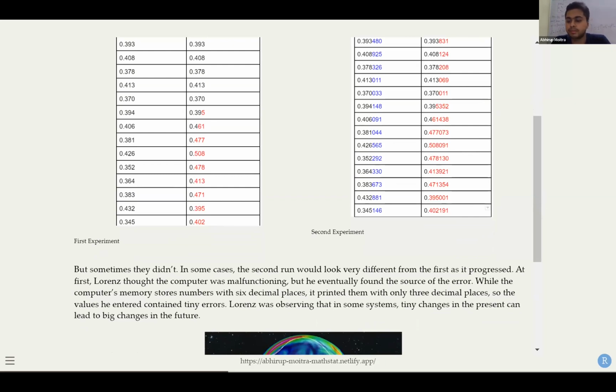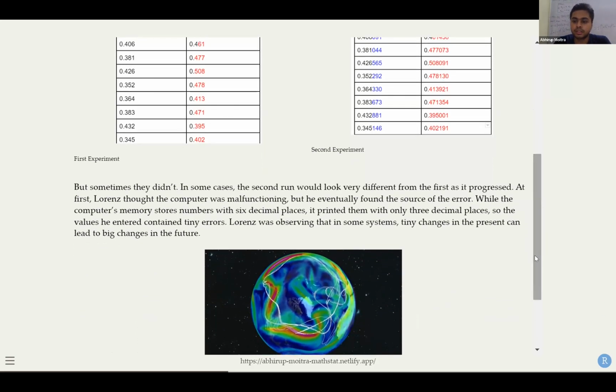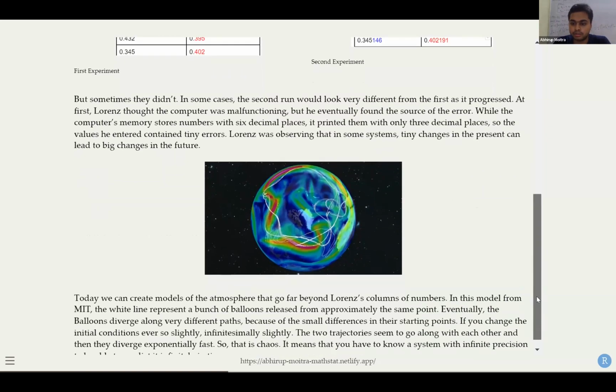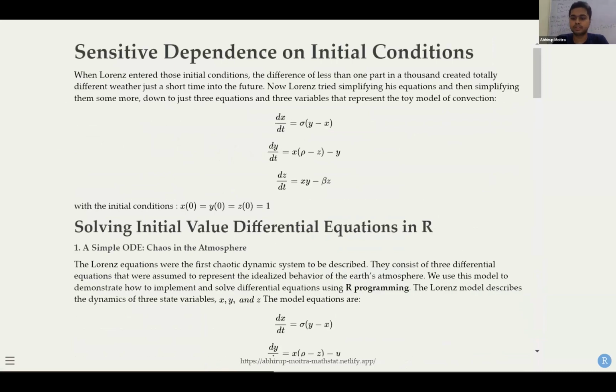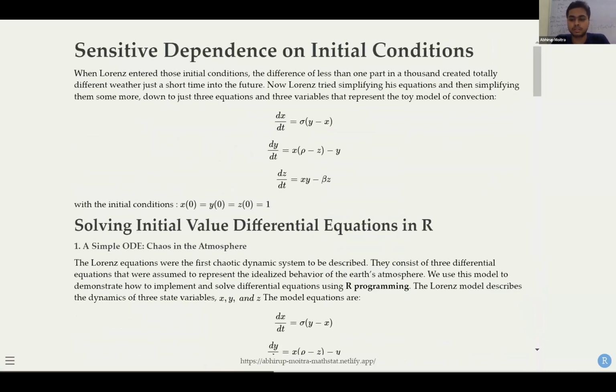Now Lorenz tried simplifying his equations, and then simplifying them some more, down to just 3 equations and 3 variables that represent a toy model of convection: a 2D slice of the atmosphere heated at the bottom and cooled at the top. But again, he got the same type of behavior. If he changed the number just a tiny bit, the result diverged dramatically. So the Lorenz system displayed what has become known as sensitive dependence on initial conditions.